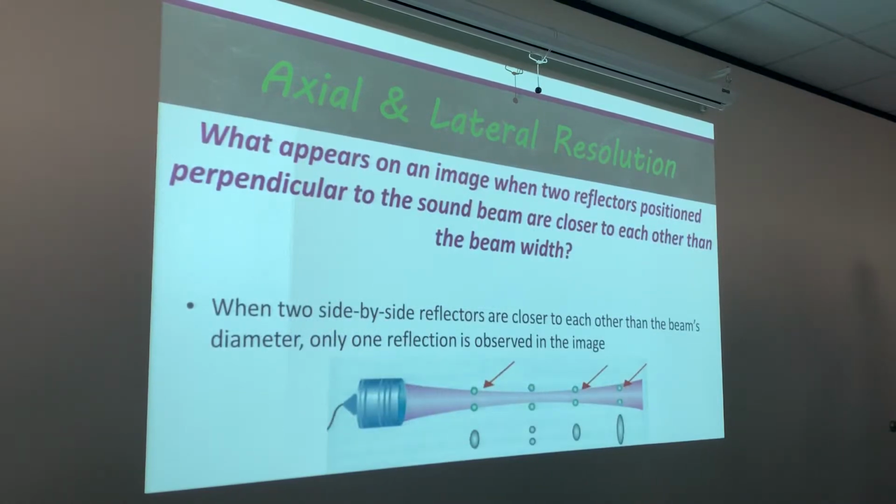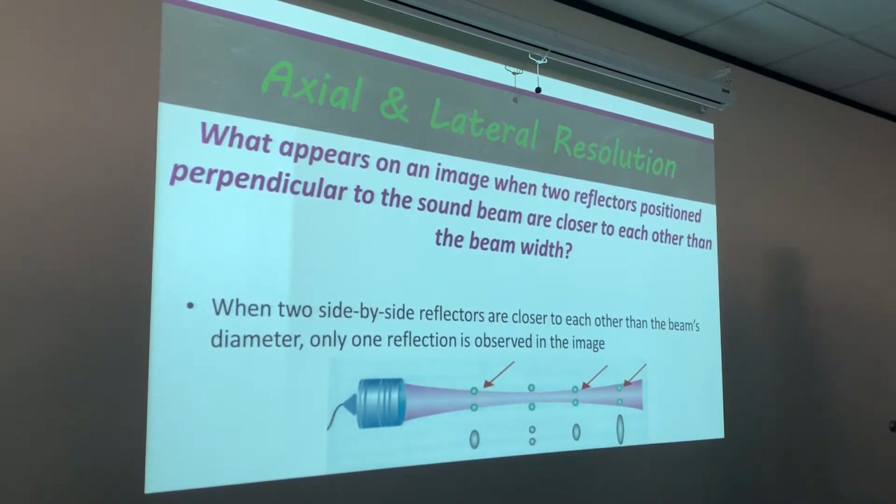Okay? What appears on an image when two reflectors are positioned perpendicular to the sound beam and are closer to each other than the beam width? Those two structures are going to be represented as one structure. If the beam is not thin enough to separate those two structures, then they are going to be represented as one structure, like these right here. See, the beam is not thinner than those two structures.